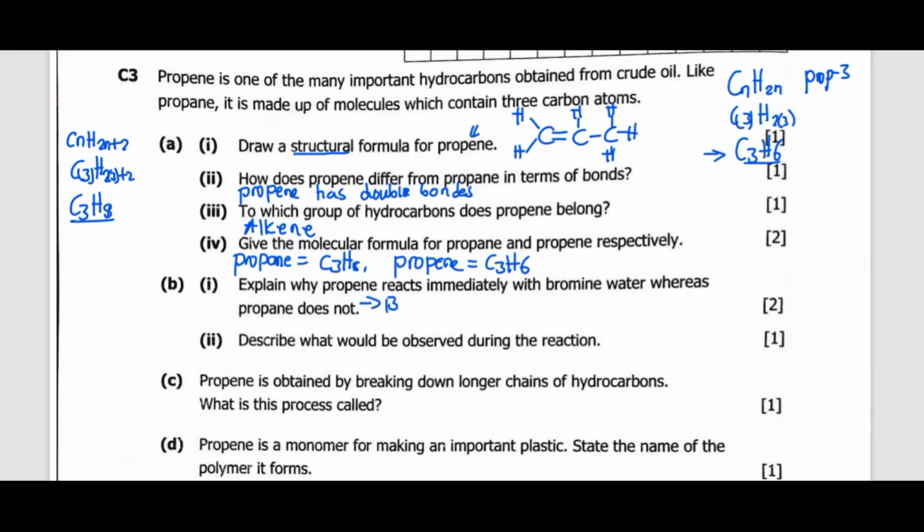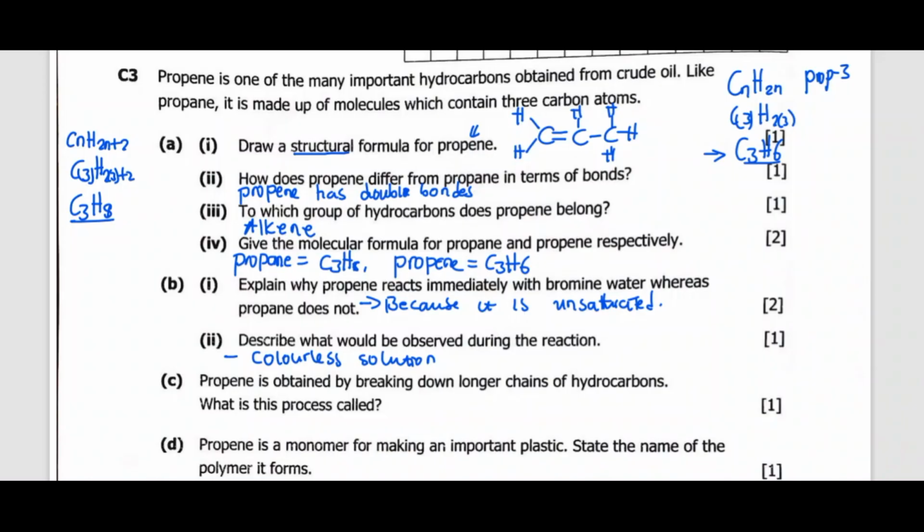Then B, Roman number 1, explain why propene reacts immediately with bromine water, whereas propane does not. Because it is unsaturated. If you want, we can say because it has a double bond, so it has a pi bond that is ready to react with bromine. Unsaturated means it has a double bond. Then describe what would be observed during this reaction. We are going to have a colorless solution. This is what we call a decolorization reaction.